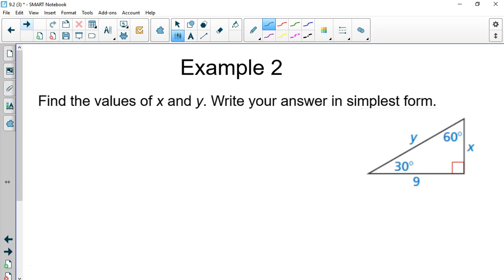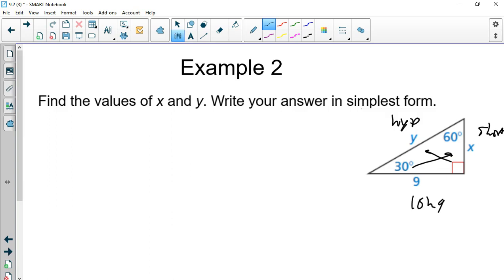The short side is always opposite the smallest angle, 30. So here's your 30, and I recommend you label short, hypotenuse, long. This will make your life a lot easier if you just take the time to do that. Okay? Now, remember, the hypotenuse is simply double the short side.